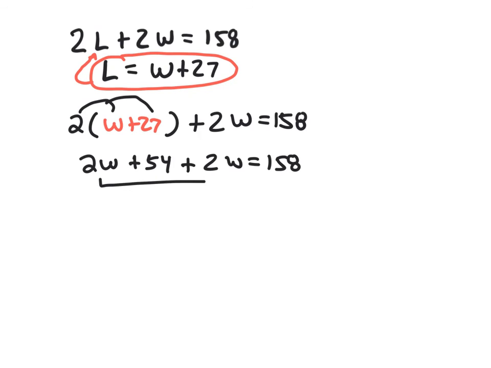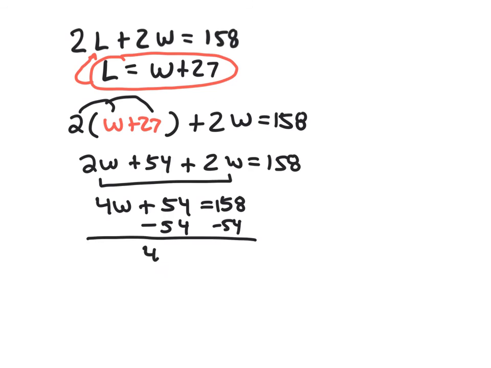I can combine the like terms. 2W plus 2W, that's 4W. Copy everything else down. Isolate the variable term by subtracting 54 from both sides. 4W equals 104. Solve for W by dividing by 4, and I get W equals 26.